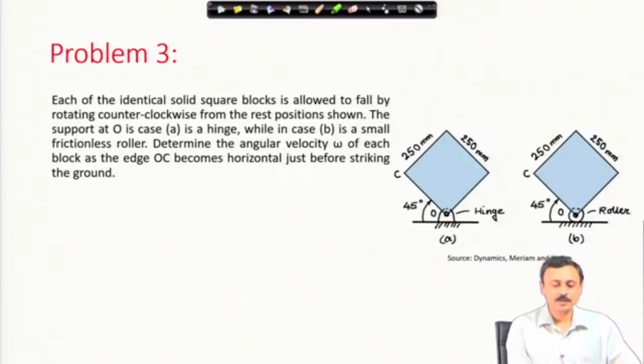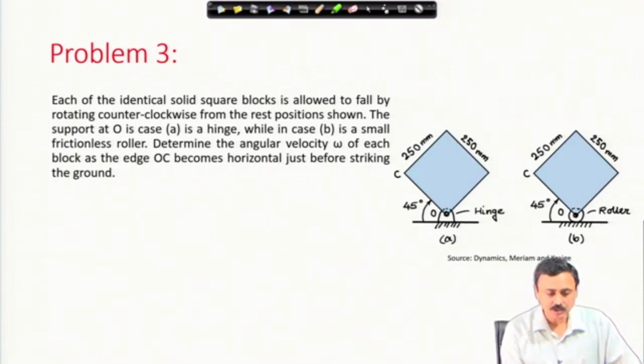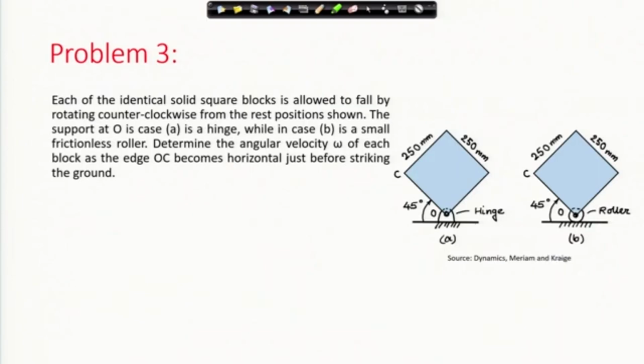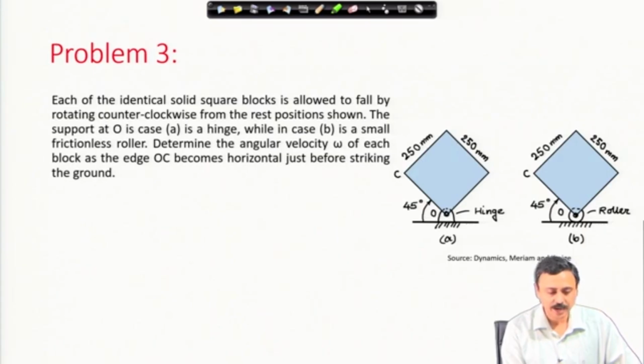We move on to the next problem. Each of the identical solid square blocks is allowed to fall by rotating counterclockwise from rest position shown. The support at O, in case A, if you look at figure A, there is a hinge at O, and in figure B there is a small frictionless, massless roller. Determine the angular velocity omega of each block as the edge OC becomes horizontal just before striking the ground.